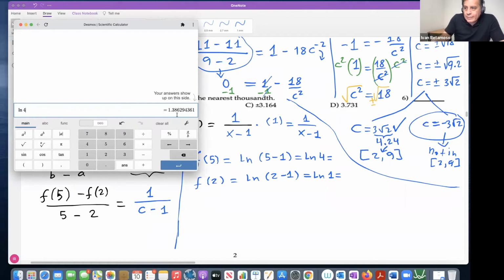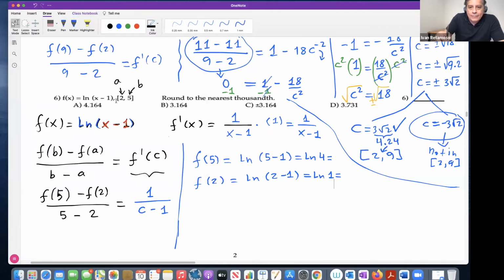Then you have to use that. Now, natural log of 1 is just 0. You will see 0, right? Because e to the 0 is 1. You can work with that, or better, for accuracy, I would suggest this instead.